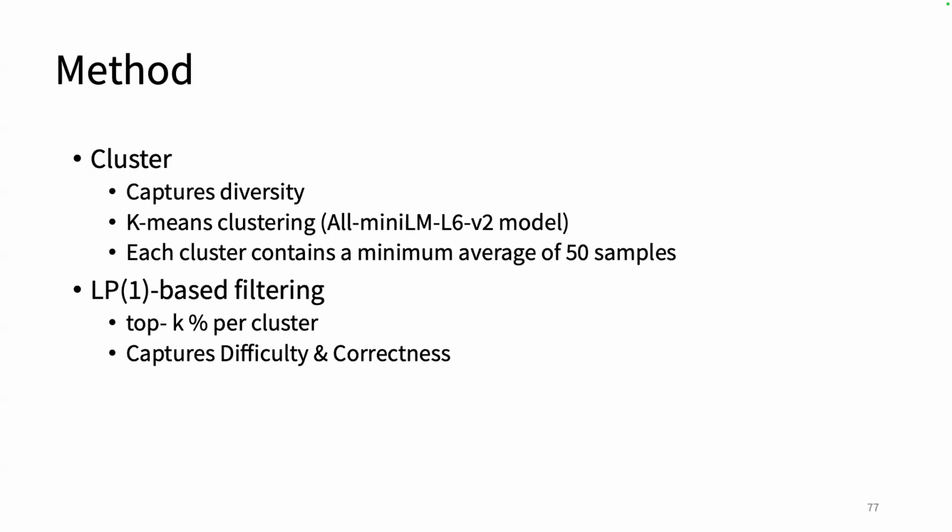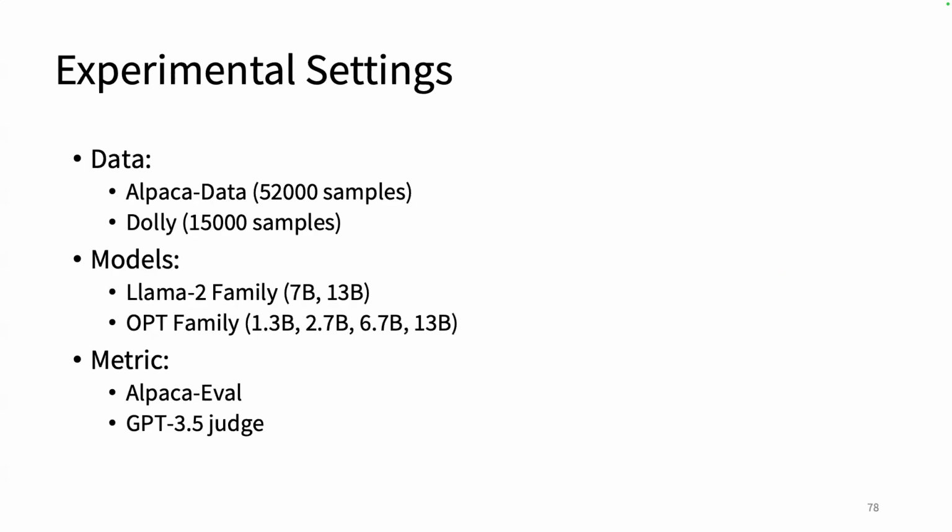And we do LP1 based filtering, basically the amount of perplexity drop that happened in the first epoch. And we select the top k percentage per cluster, where I'll show some experiments for the k. The clustering aspect captures the diversity, and the LP1 based filtering captures difficulty and correctness. We experiment on Alpaca data, which is synthetically generated data of 52,000 samples, and the Dolly data set.